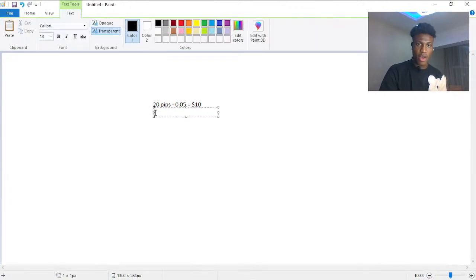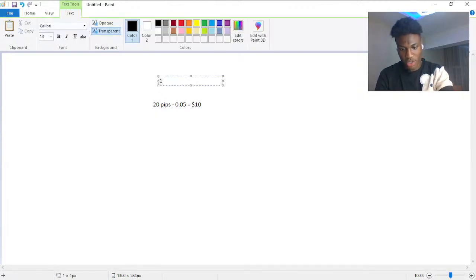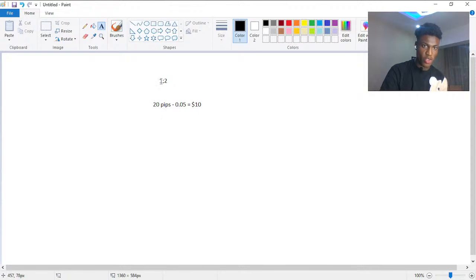Now, to get my reward, remember the 1:2 formula, right? Risk to reward, 1:2. So if 20 pips is 1, how do I get my profit? Multiply by 2, 40 pips.